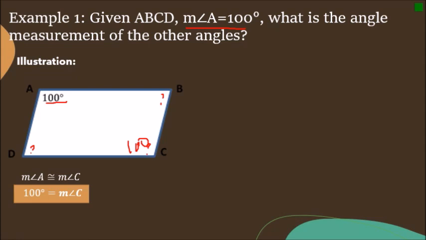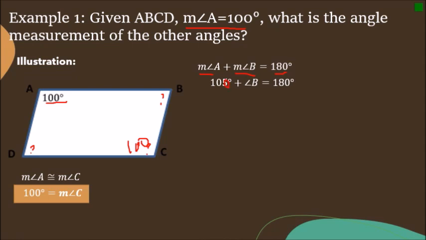Next natin, ang kailangan nating hanapin ay si angle B at saka si angle D. Dito, gagamitin natin yung condition na kapag dalawang magkasunod na angle daw, supplementary angles. So, ibig sabihin, para magawa natin yon, we have the measure of angle A, yung given, plus the measure of angle B, the unknown, is equal to 180 degrees because they are supplementary angles. Then, i-substitute lang natin yung given measurement ni angle A. So, we have here 100 degrees.